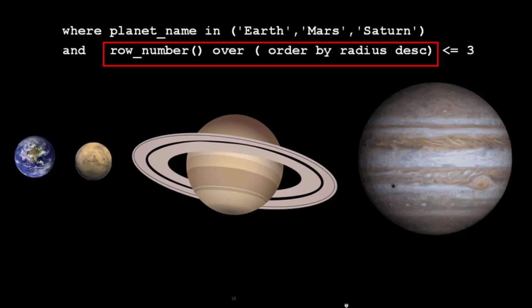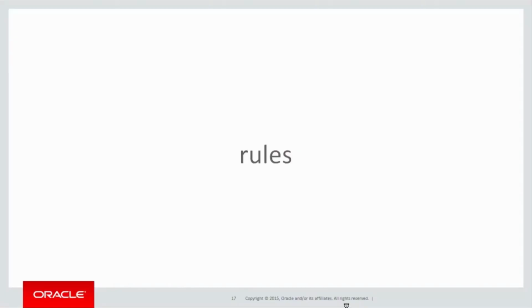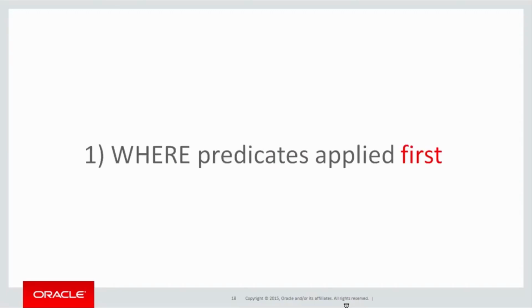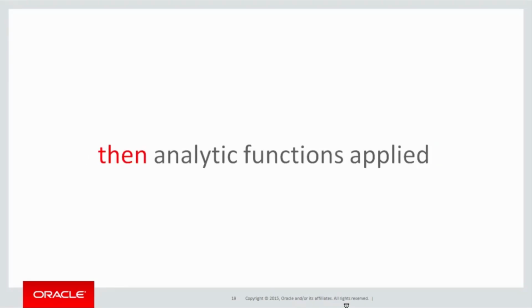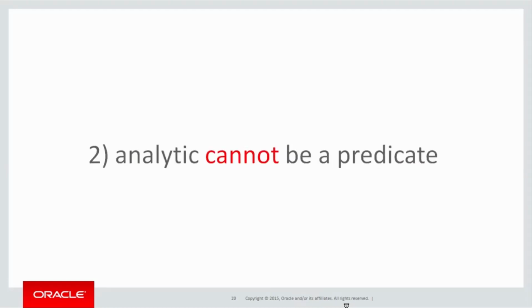This is actually easily solved. We've applied some rules when it comes to using analytics as predicates. Number one, the WHERE clause predicates are always applied first. So in our case, the planet names Mars, Saturn, and Earth would always be applied first. And to make it even more clear, analytic functions are then applied afterwards. In that sense, when we say applied, it means they cannot be a predicate. So that expression we saw before is actually illegal.